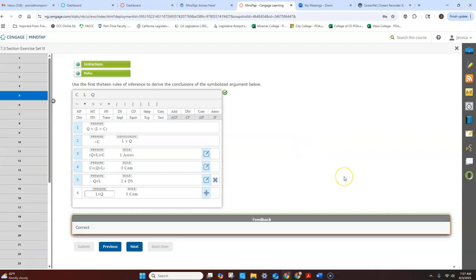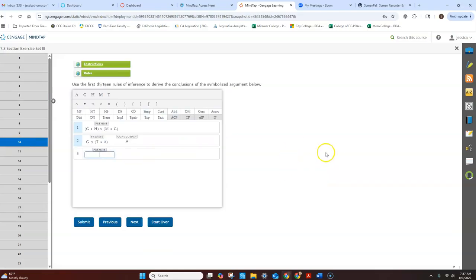All right, let's do one more. Let's just do 10. All right. So 2 premises, conclusion is A. Let's see what we can do here. Somehow it'd be cool if we could get G by itself, so we could modus ponens this, and then eventually get A by itself, which is the conclusion.